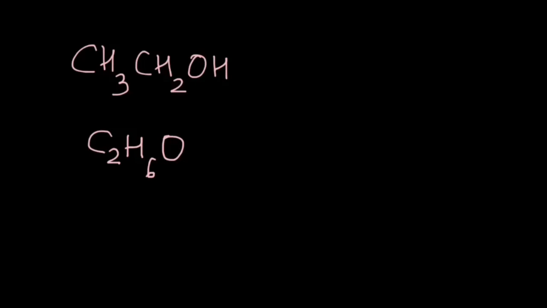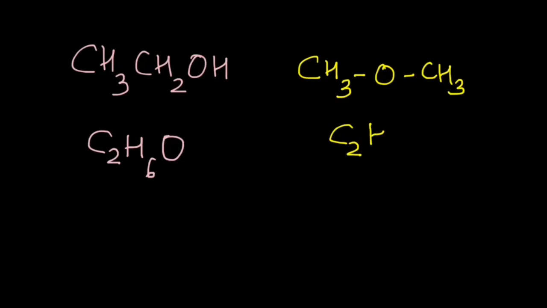Now we can connect these atoms in a different way and we can get CH3OCH3. Here also the number of carbon atoms is 2, the number of hydrogen atoms is 6 and the number of oxygen atoms is 1. So the molecular formulas are the same but the connections are different. So these are structural isomers.